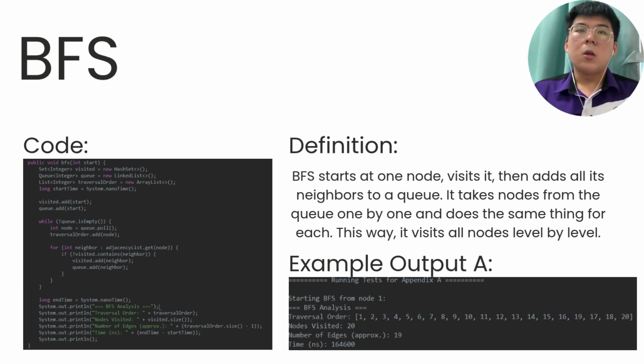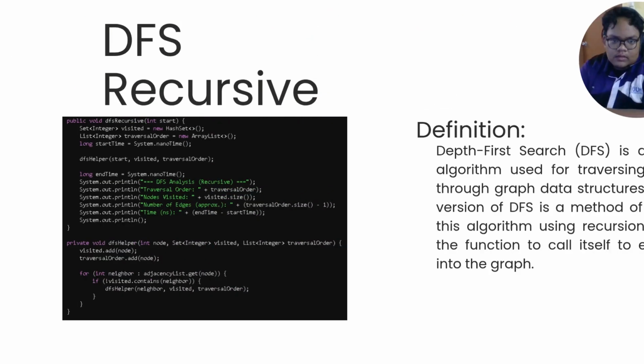In our code, we use a queue to track what is next and a set to avoid repeats. The output shows the visit order, number of points searched, and how long it took to finish.